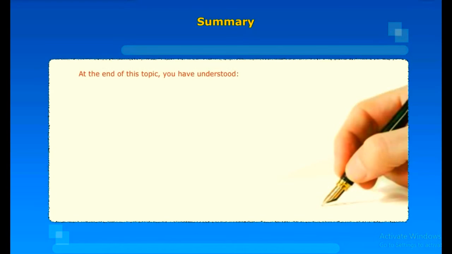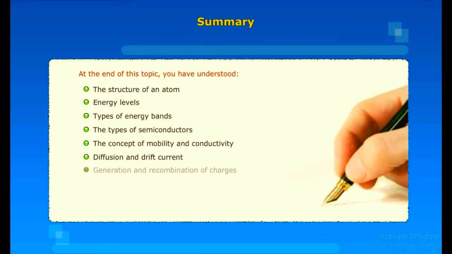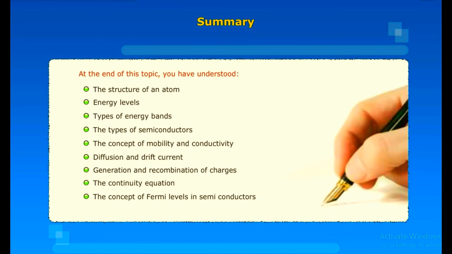Summary. At the end of this topic, you have understood the structure of an atom, energy levels, types of energy bands, the types of semiconductors, the concept of mobility and conductivity, diffusion and drift currents, generation and recombination of charges, the continuity equation, the concept of Fermi levels in semiconductors, the Hall effect in semiconductors.